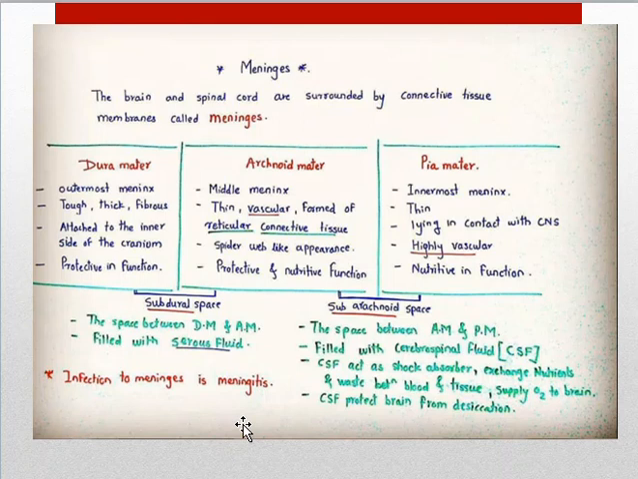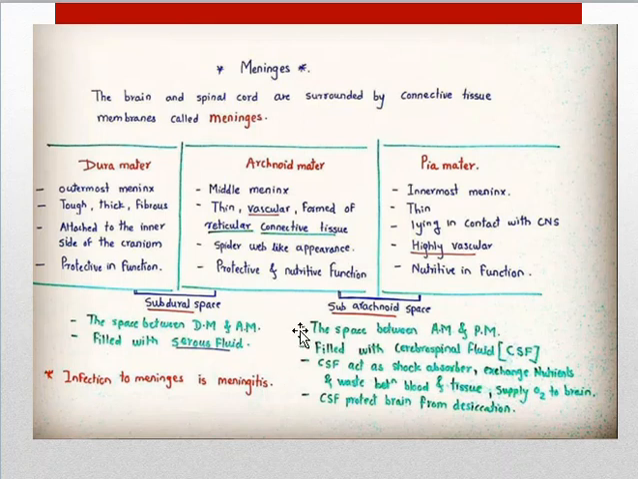Arachnoid mater is the middle meninges. It is thin, vascular and formed of reticular connective tissue. Its appearance is spider web like, and its function is protection and nutrition. Pia mater is the innermost meninges. It is thin, lying in contact with the central nervous system, highly vascular, and its function is nutritive.